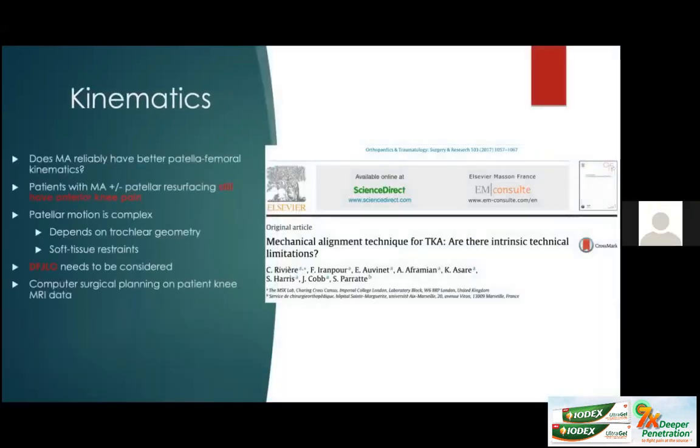Now, what about the mechanical alignment? Does that have reliable patellofemoral kinematics? So this was again Charles's study that he said, what if you have a mechanically aligned knee? Does that mean that patients who have patella resurfacing do not have anterior pain? A lot of them, a mechanically aligned knee patient will still have anterior knee pain. And patella motion, as we are realizing, is becoming complex because it's based on trochlear geometry. A lot of different implant designs have different trochlear geometry and also depend on the soft tissue restraints.